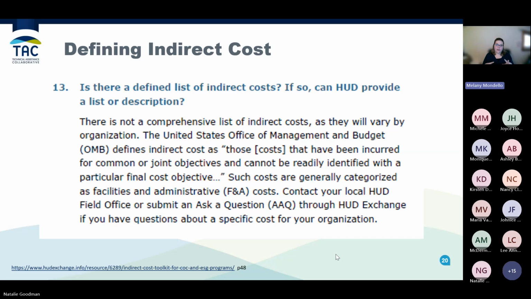You're going to see throughout this presentation a lot of excerpts from a really good resource that HUD put out. They put out an indirect cost toolkit that applies to both the CoC program that we're talking about today, as well as the ESG, the Emergency Solutions Grant Program. So you'll see a lot of the excerpts here. If you have questions about indirect costs, HUD suggests that you talk to your field office. Everybody has a field office representative who manages their grant with them. Or there's a feature called an AAQ, Ask a Question, and you can always submit a question to that feature on the HUD Exchange, and they can give you guidance back.